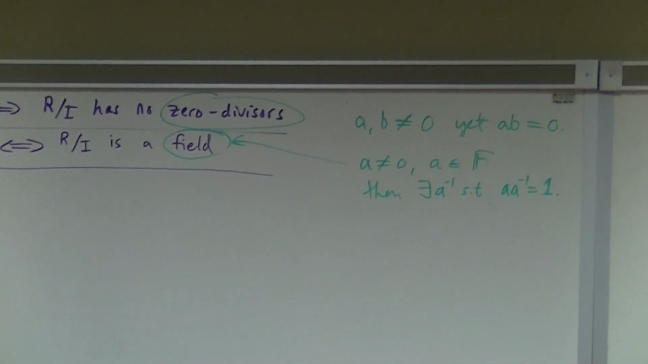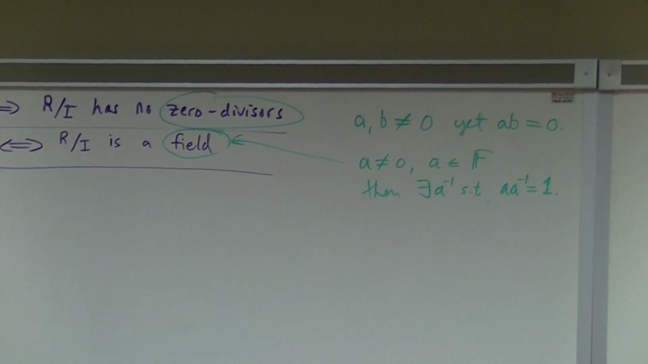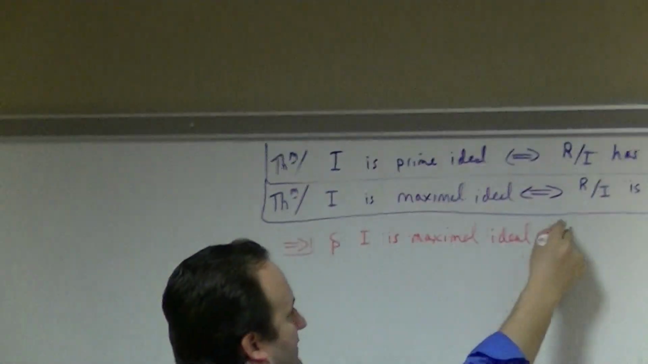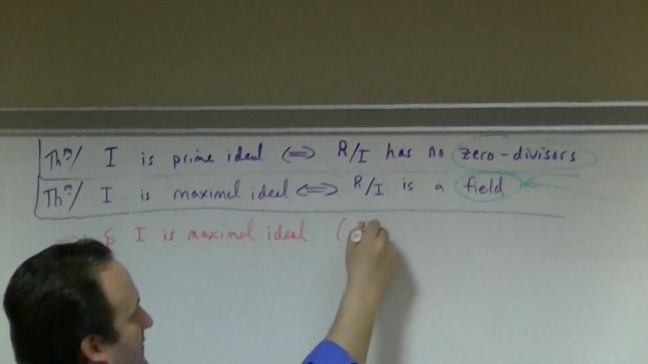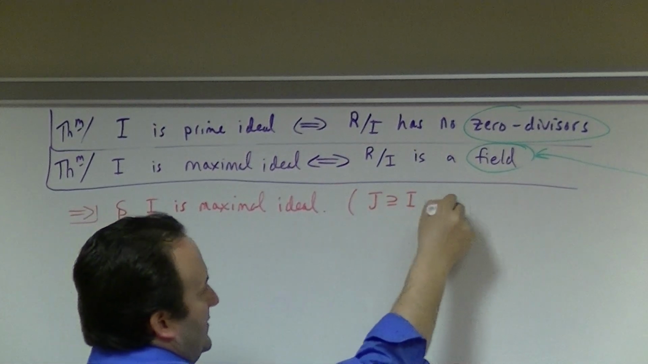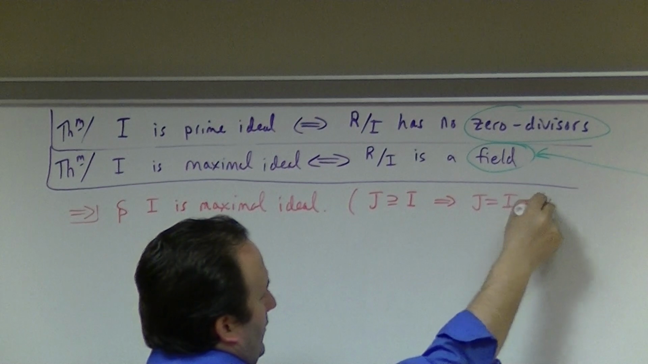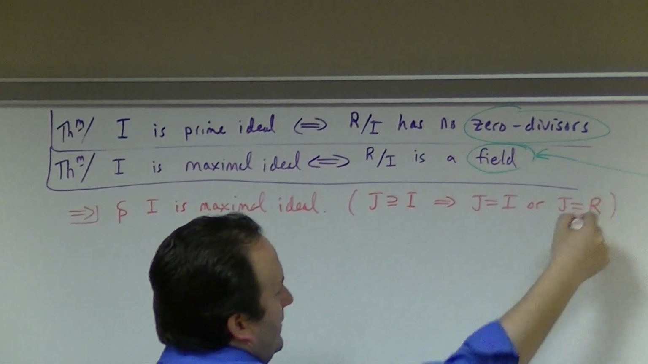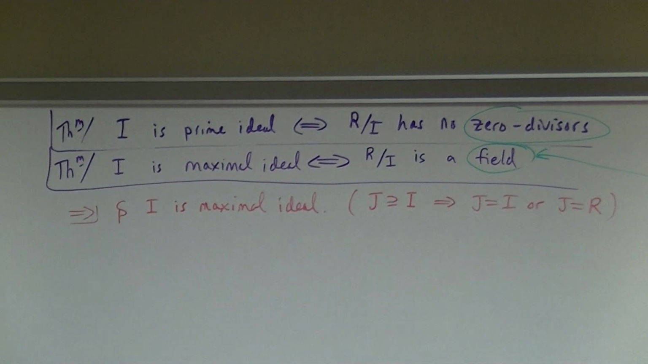Okay, so again, proof. What direction? Suppose I is maximal. Right, what does that mean? That means that if J is an ideal which contains I, that implies that either J is equal to I or J is equal to the whole ring. So a maximal ideal is one which is not properly contained in another larger ideal, unless that ideal is the whole ring.